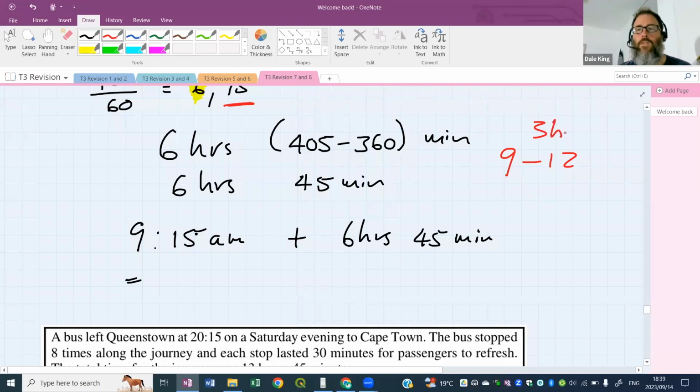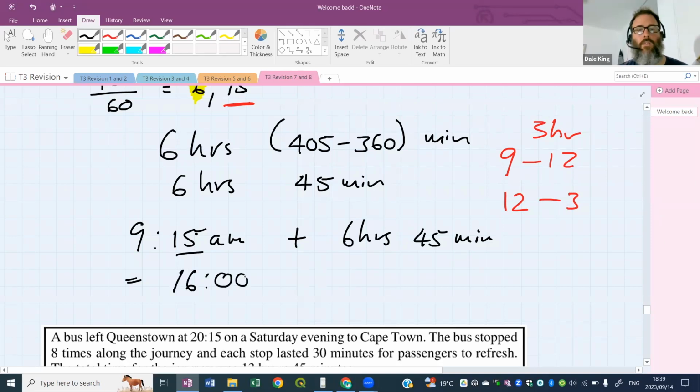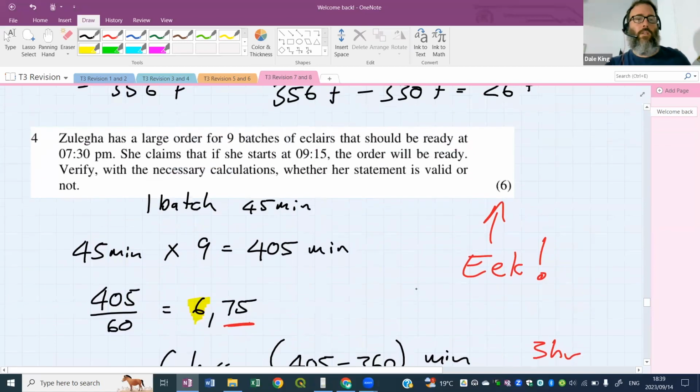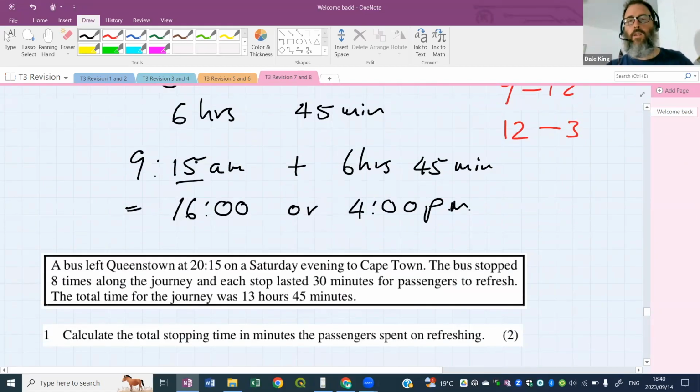Plus we've got 15 minutes and 45 minutes, which is another hour. So that'll take us to exactly 4 PM. We can either say 4 p.m. or 1600 hours, but they're using the 12-hour clock, so we'll put it in 12-hour for them also. They're using 7:30 p.m., so the one on the right-hand side is probably the best one here.